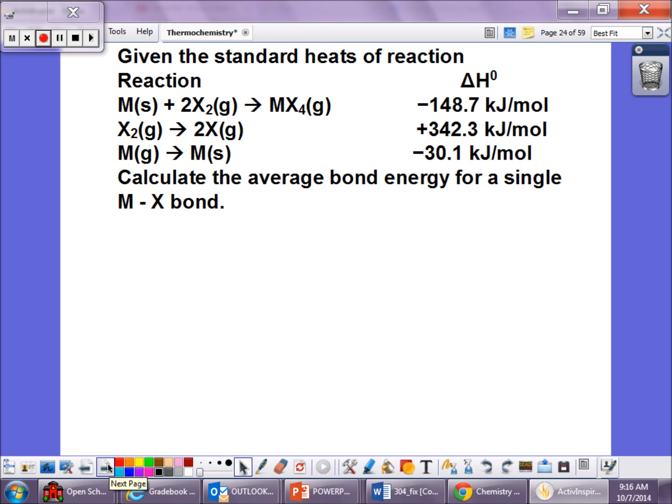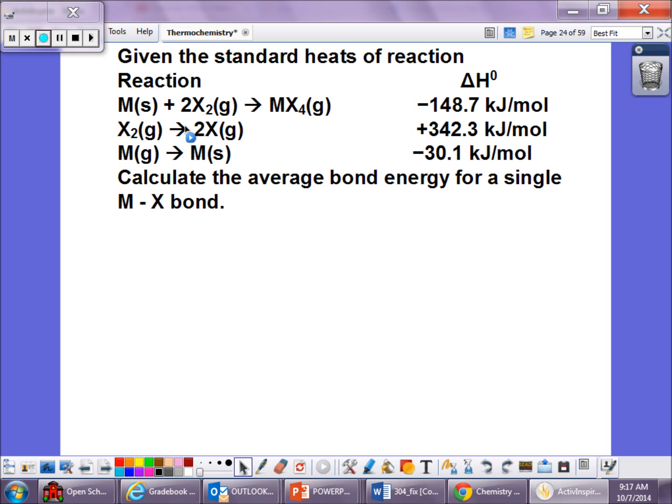Now, we talk about four different ways to calculate delta H, enthalpy. We already discussed calorimetry. We discussed one version of Hess's law yesterday. Why don't we do one more on that version before we move on? So, given the standard heats of reaction, we have those reactions here. The question is, calculate the average bond energy for a single MX bond.